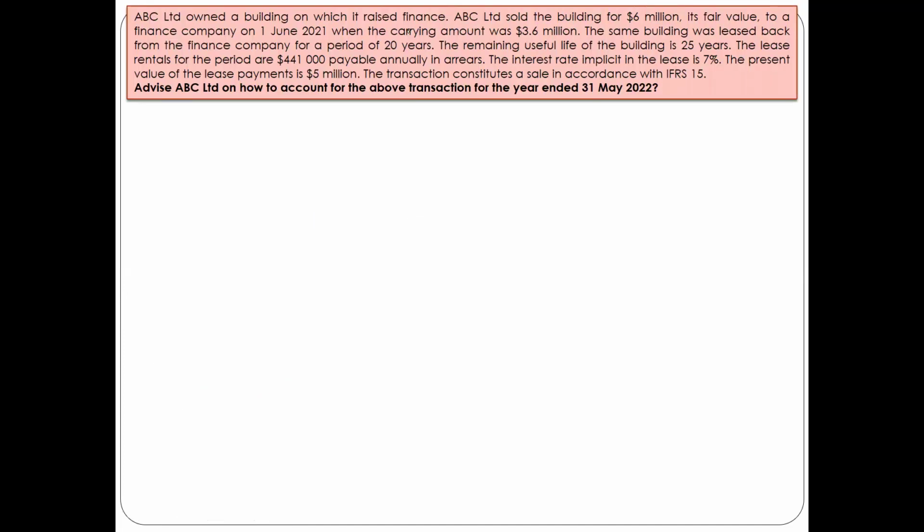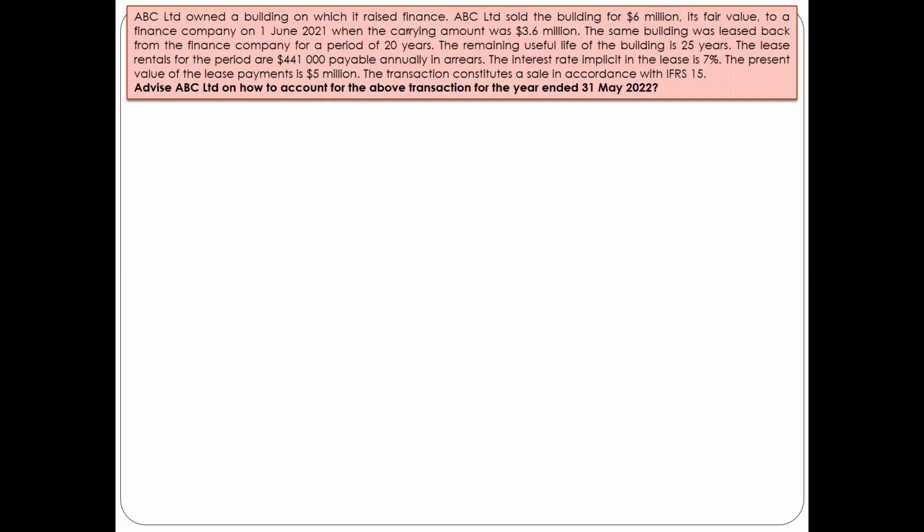Okay, so the finance company on 1 June 2021, when the carrying amount was 3.6 million, the same building was leased back from the finance company for a period of 20 years. The remaining useful life of the building is 25 years. The lease rentals for the period are 441,000 payable annually in arrears. The interest rate implicit in the lease is 7%. The present value of the lease payments is 5 million. The transaction constitutes a sale in accordance with IFRS 15. Advise ABC Limited on how to account for the above transactions for the year ended 31 May 2022.